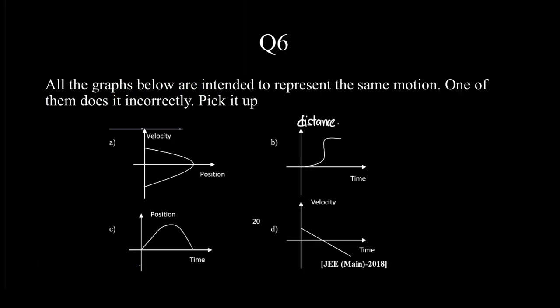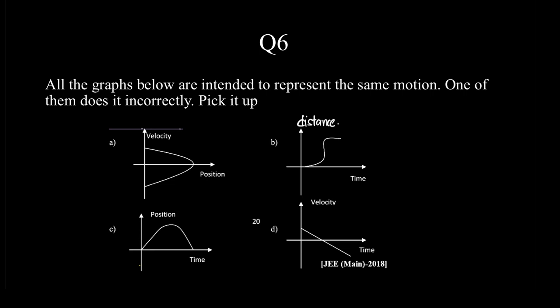All the graphs below are intended to represent the same motion. One of them does it incorrectly. Pick it up. The moment we see option D, we should be able to say that this represents the velocity-time graph of an object which is projected upwards from the ground. So all the graphs A, B, C and D we will discuss with respect to the same condition where an object is projected from the ground.